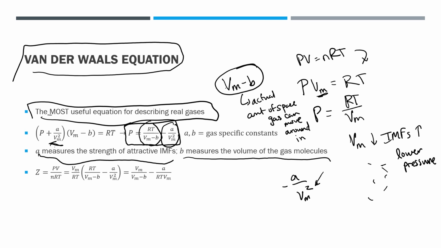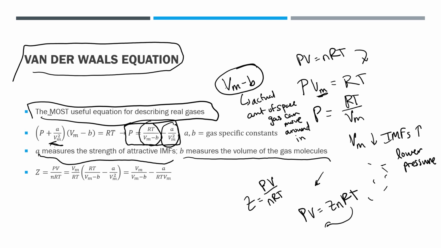So to clearly see how A and B represent attractive and repulsive forces, we can look at the compression factor. So remember that Z equals PV over nRT. Z equals PV molar over RT. Because if we remember from our previous slide, we had PV equals Z times nRT as our corrected ideal gas equation, right? So just moving this around, we have Z equals PV over nRT.